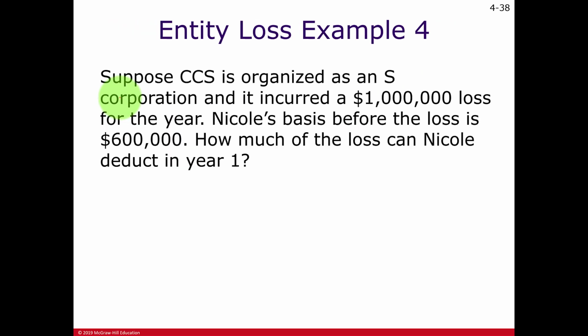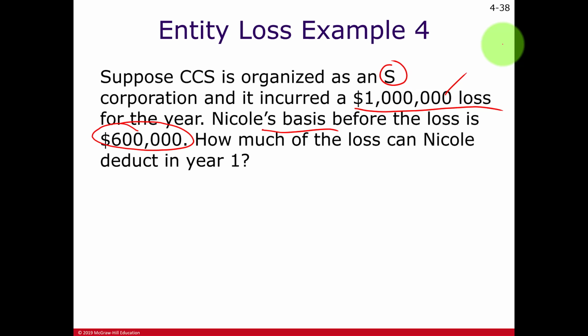Okay, another assumption. CCS, again an S corporation, this time has a whopping $1 million loss. Nicole has an investment basis of $600,000. So the question is, how much can Nicole deduct this year? We're assuming this loss here is an active loss. It's not a passive loss. Okay, so we get past that passive loss limitation rule.